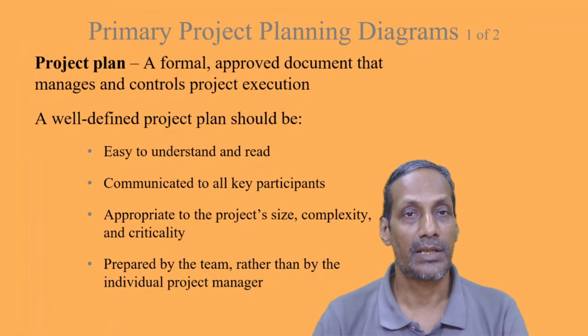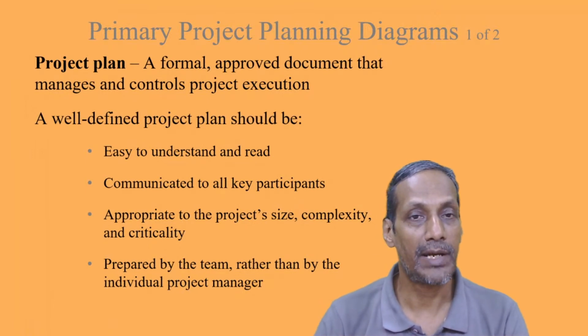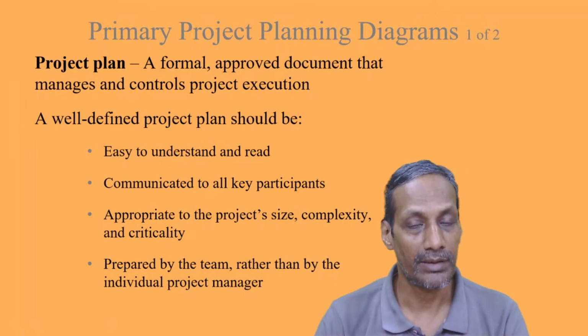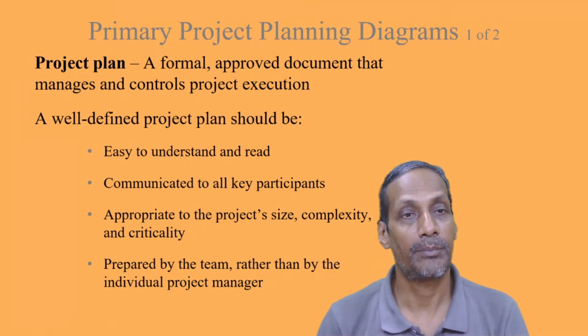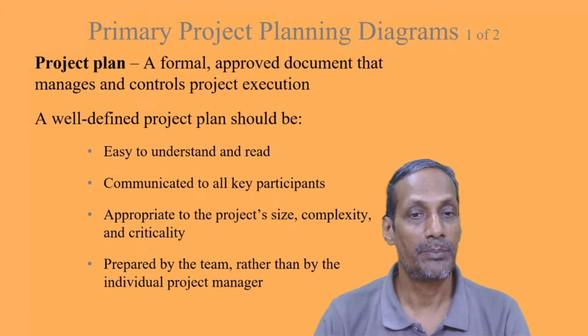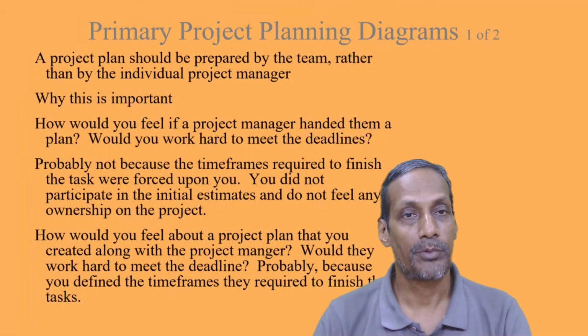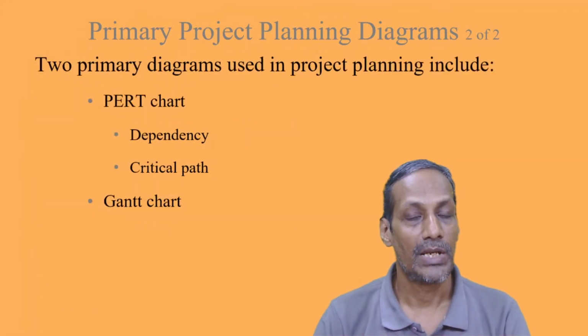So a project plan is nothing but a formal approved document that manages and controls project execution. A well-defined project plan should be easy to understand and easy to read, communicated to all key participants. A project plan should be appropriate to the project size, complexity, and criticality. It should be prepared by the team rather than by the individual project manager. Two primary diagrams used in project planning include PERT charts and Gantt charts.